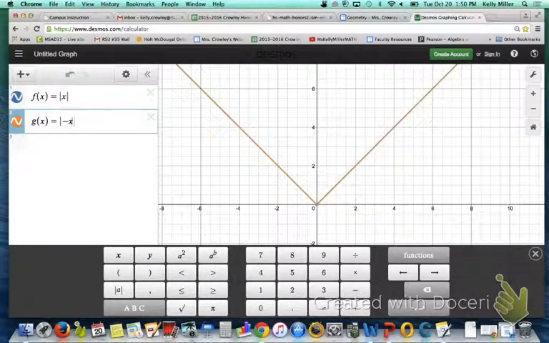All right, take a few minutes to go through these and decide what the transformation information is that is occurring from the parent graph. They give you F, and then they just give you a bunch of G's. Take a few minutes, and then we'll go over it together.